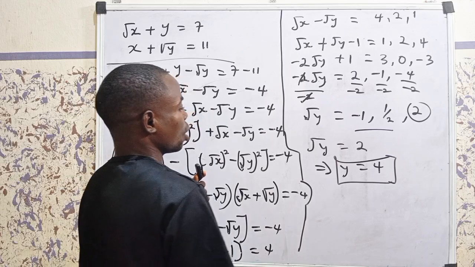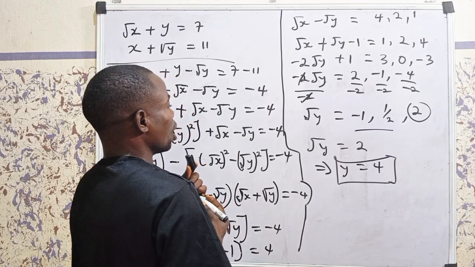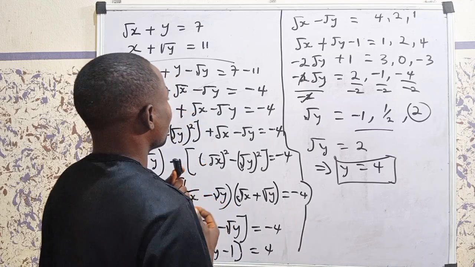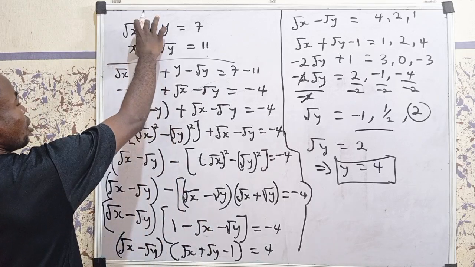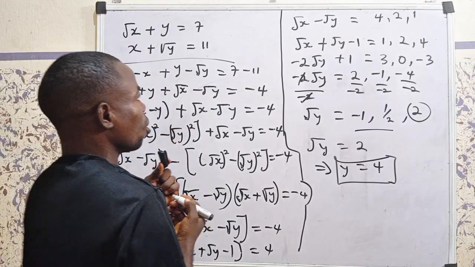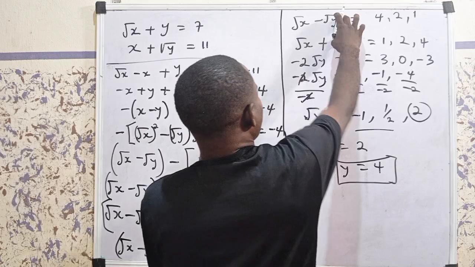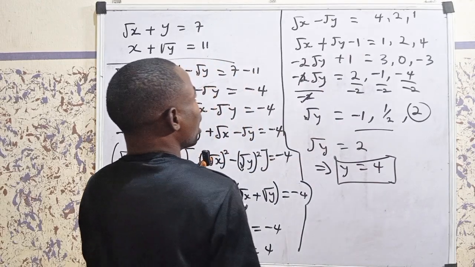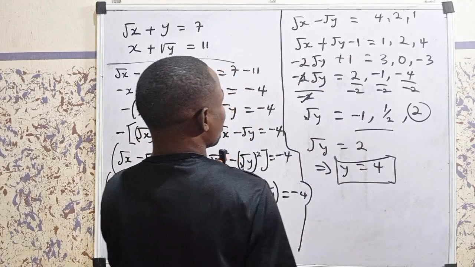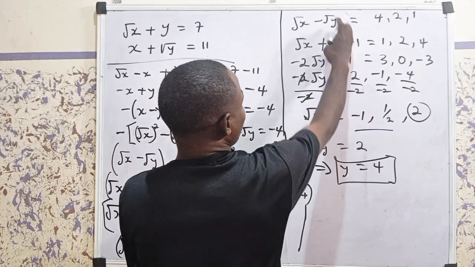And so for us to get the value for x, there are two ways we can actually do that. Either we come over here and replace the value for y, or we come to this side and then we add the two equations. Okay, so let me just go ahead and add the two equations right here.